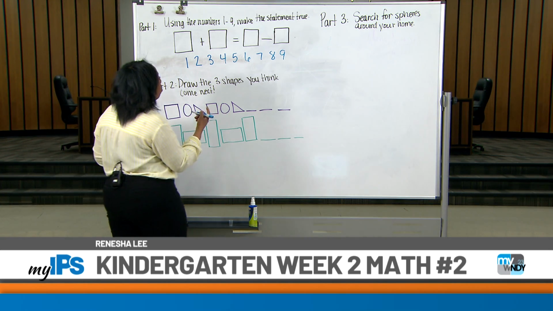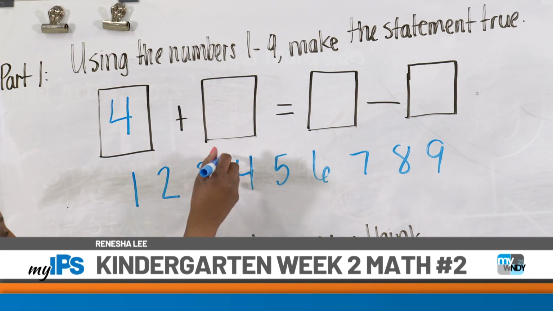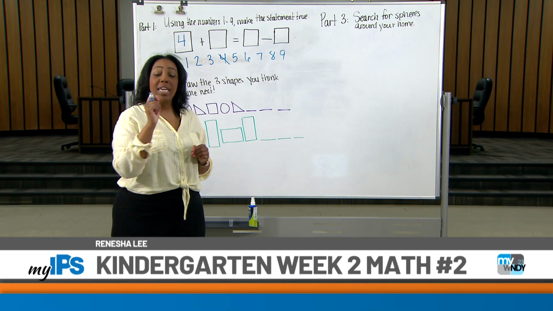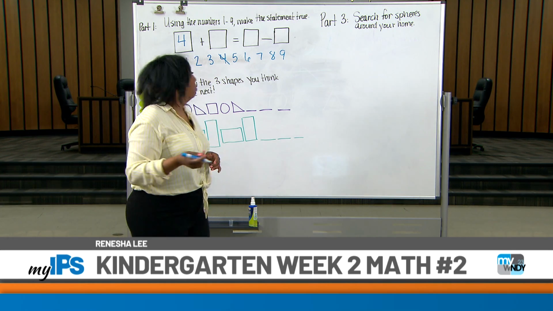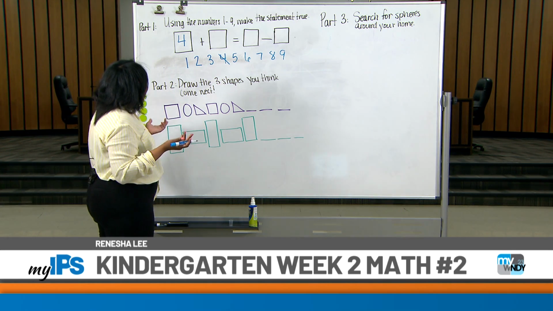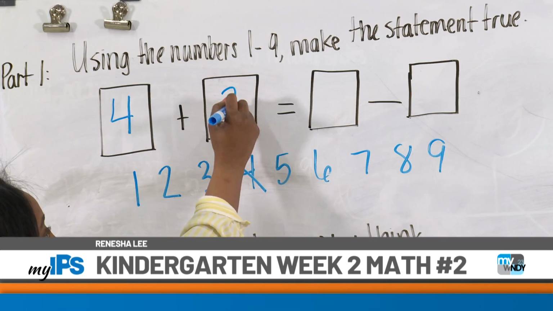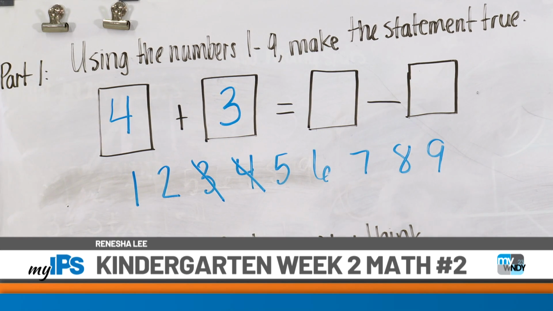All right, so let's start with 4. So I'm going to put my 4 here, and I'm going to mark it off. Because I can only use each number one time, I would keep track of those numbers. If you can write them down and X them out, that'd be great. I know that 4 plus 3 is 7. All right, here we go. So I'm going to put 3 here. So I'm going to also mark off 3, okay?